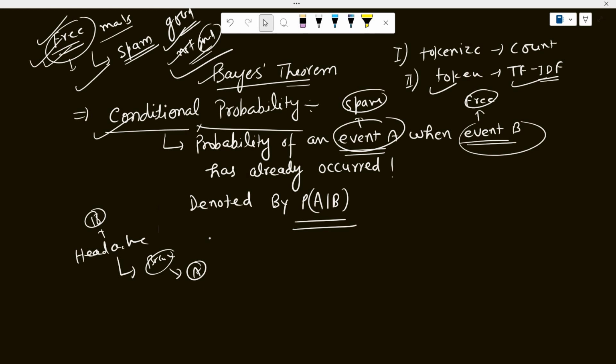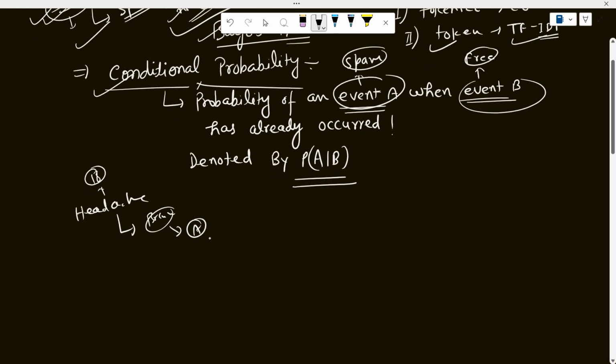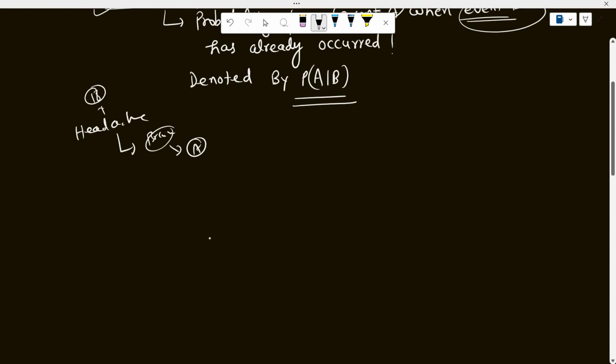So let us understand the conditional probability, that how we can find out the probability of event A when event B has already occurred, right? So let us see the derivation of this Bayes theorem. So let us see how we derive it and what is the formula. See, when you talk about the probability, you need to take care of two things: sample space and event space.